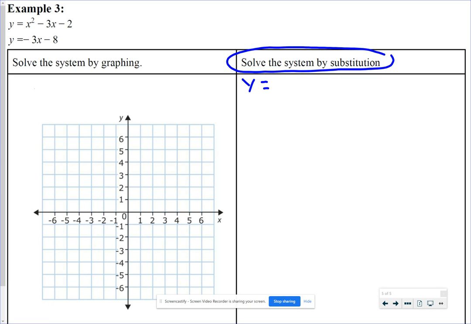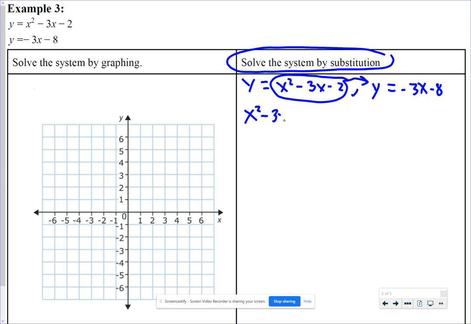We've got the two equations. y equals x squared minus 3x minus 2, and y equals negative 3x minus 8. Okay, we've got both equations. The y is already by itself, so I can substitute this expression into the second equation in place of the y. I can just substitute because the y can be replaced with something that it is equal to.